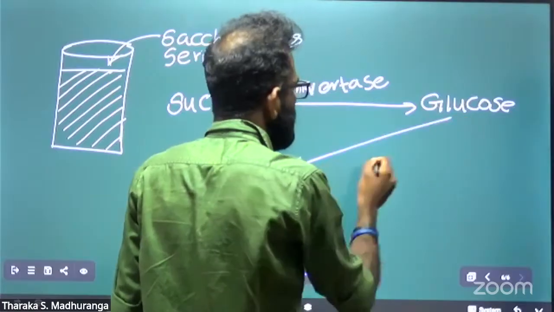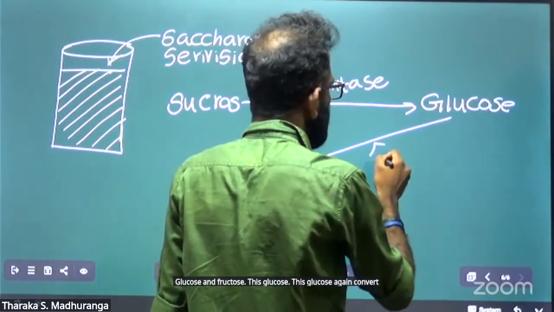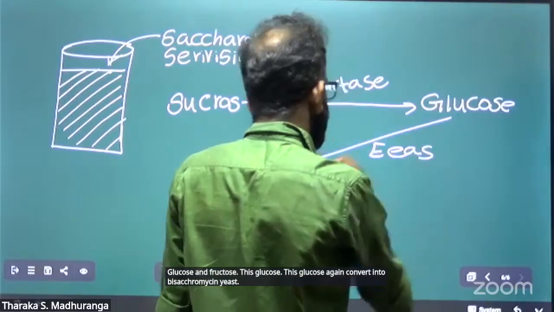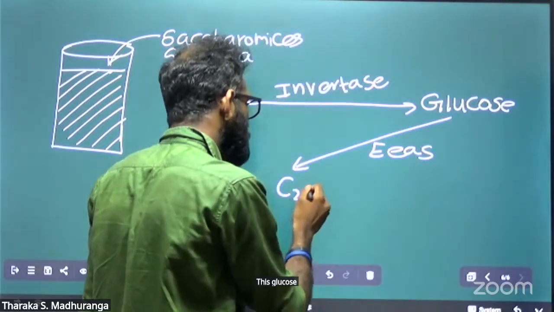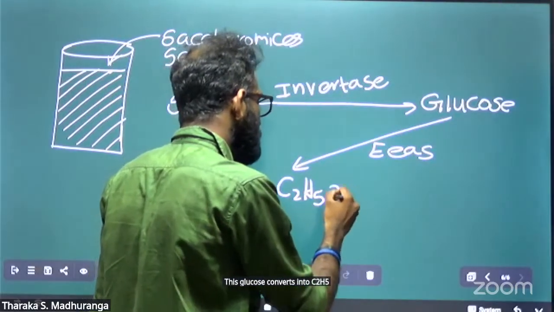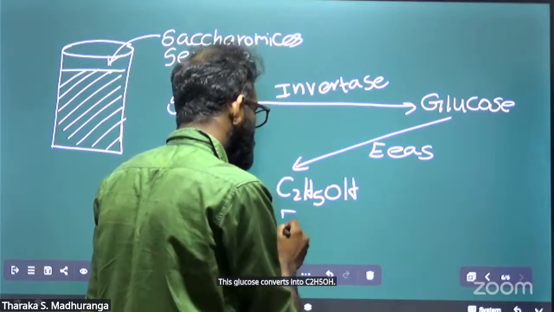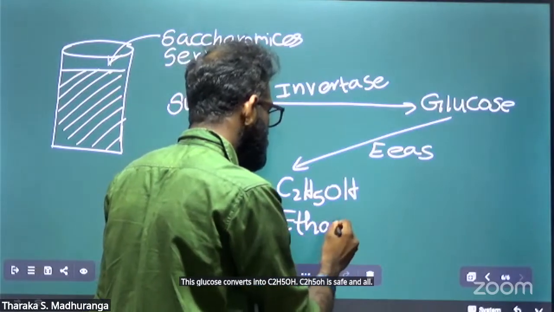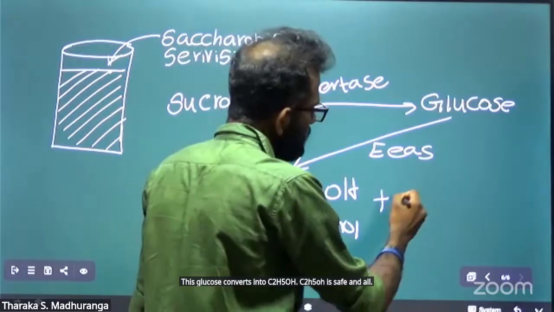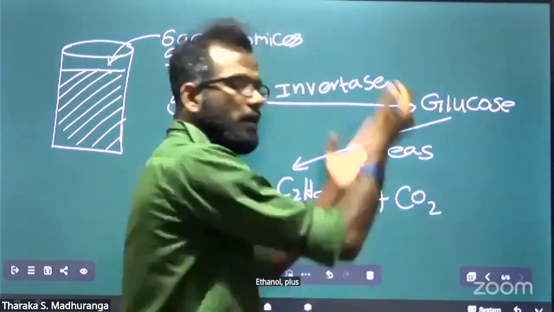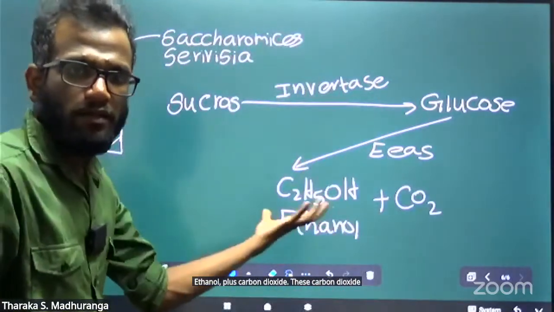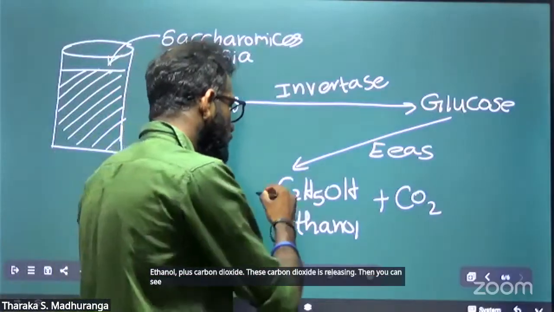This glucose is again converted by Saccharomyces cerevisiae yeast into C2H5OH. C2H5OH is ethanol, plus carbon dioxide. This carbon dioxide is released, and then you can see the ethanol is being produced.